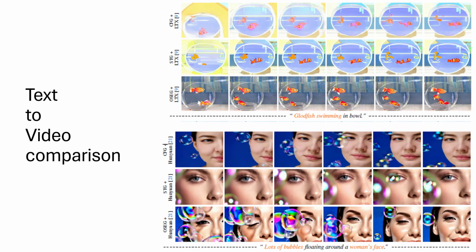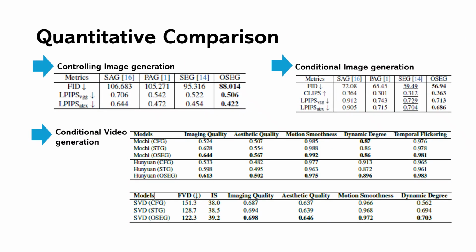We also evaluate OSEG on video diffusion. OSEG improves frame quality and reduces temporal flickering. Importantly, motion realism is preserved because the method does not disturb stable semantic directions. This shows OSEG generalizes beyond images.